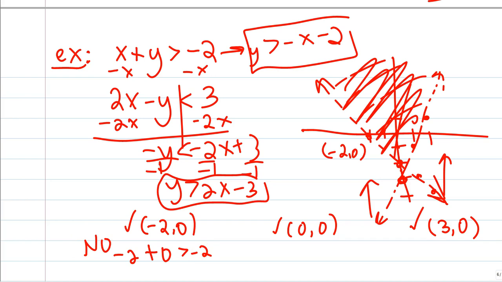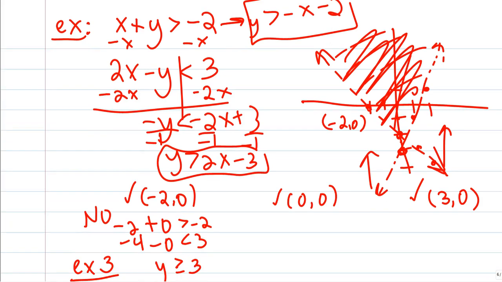We could check the other one anyway, just for fun. Negative 2 times negative 2 would give me negative 4 minus 0 is less than 3. That is true. Negative 4 is less than 3. But still, this is not a solution. Why not? It has to work for both. So the idea is that even though it fell in the right region for 1, on the line didn't work because this was not a solid line. It was not equal to.